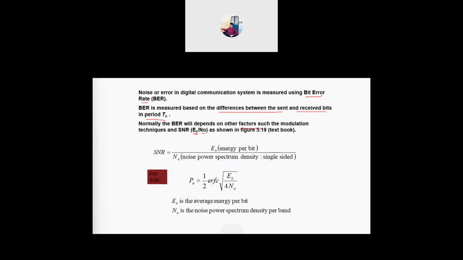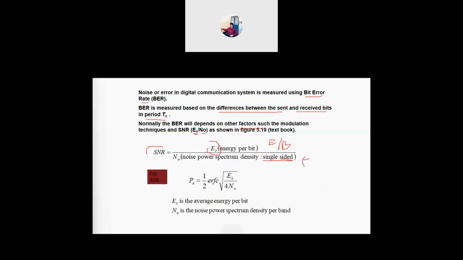So SNR is energy per bit. You see here, energy per bit. And this one is noise power spectral density if single-sided. If double-sided, it is N0 over 2. So you need to take into consideration whether this one is single-sided or double-sided. If single-sided, it's just N0. If double-sided, if I'm not mistaken, N0 over 2. You will see this later.